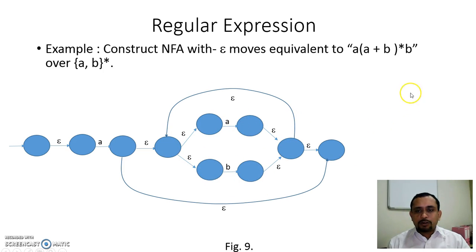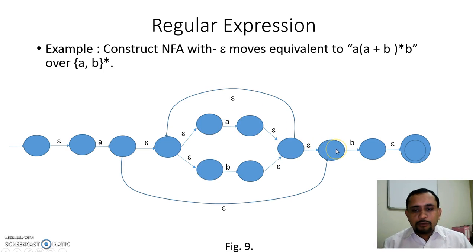And last but not least, for this B, the NFA with epsilon moves can be constructed like this. So here we have A followed by this entire thing for (A or B) whole star and followed by this B, which concatenates one sub-expression with the second, followed by the third.